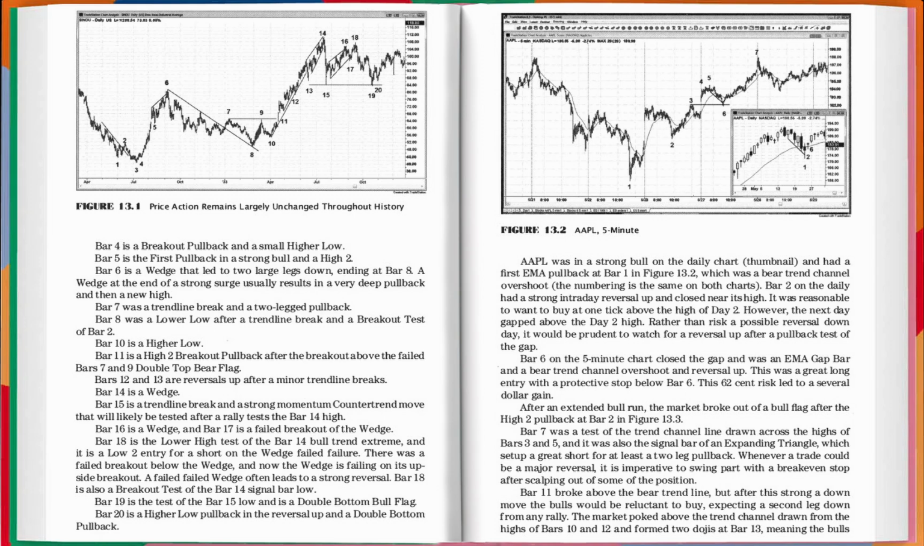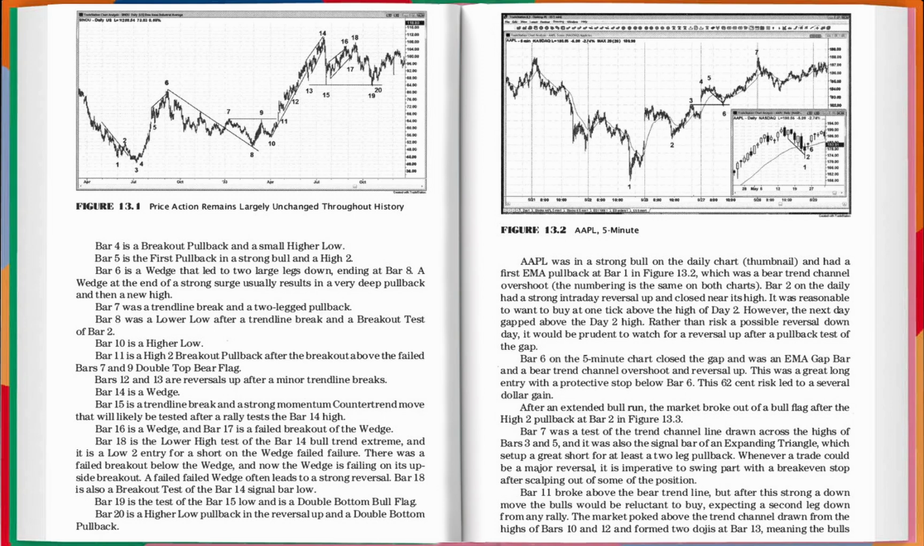There was a failed breakout below the wedge, and now the wedge is failing on its upside breakout. A failed wedge often leads to a strong reversal. Bar 18 is also a breakout test of the bar 14 signal bar low. Bar 19 is the test of the bar 15 low and is a double bottom bull flag. Bar 20 is a higher low pullback in the reversal up and a double bottom pullback.